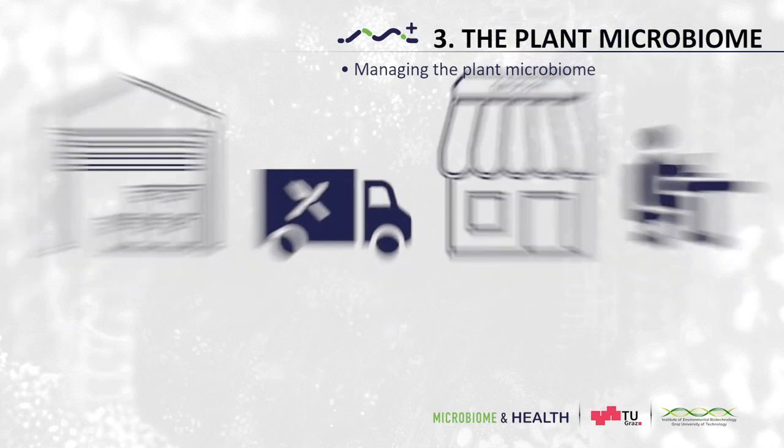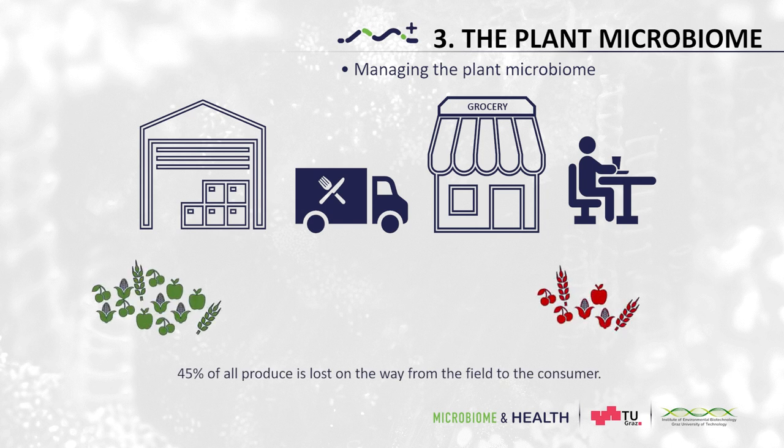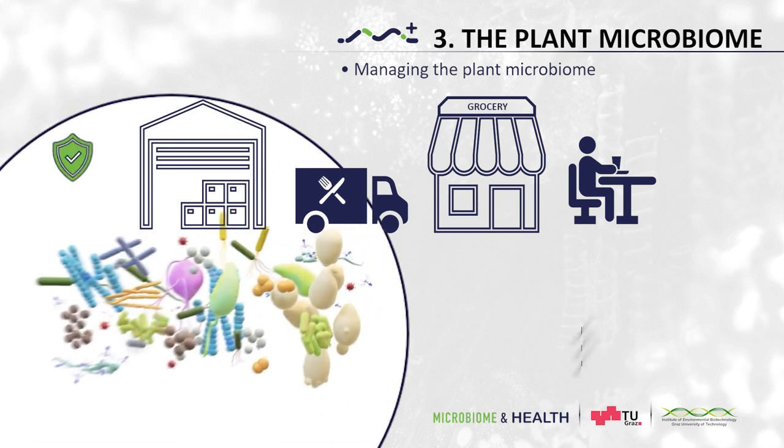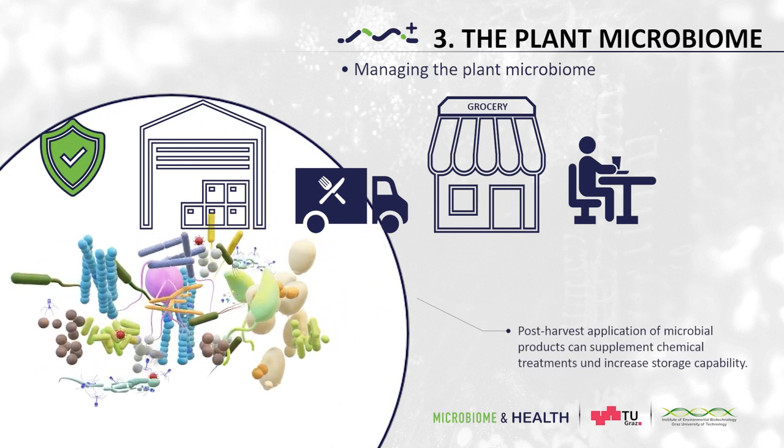So another critical aspect in food production is the post-harvest period. In total, 45% of all produced vegetables and fruits is lost on the way from the field to the consumer. Especially fungi causing food decay and spoilage represent a huge problem worldwide. Currently, heavy countermeasures, mainly based on chemical fungicides, are taken to maintain the quality during the storage period. But also here, after harvest, microbial products can be applied to supplement chemical treatments.